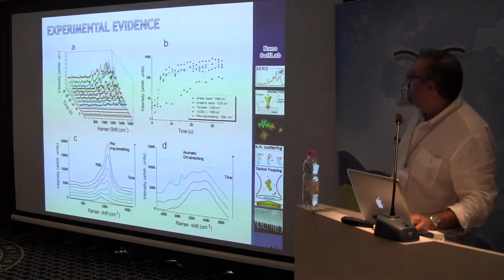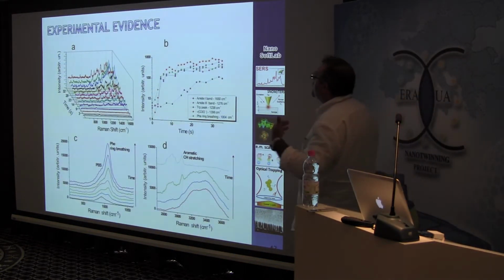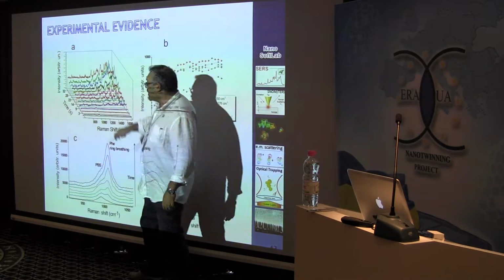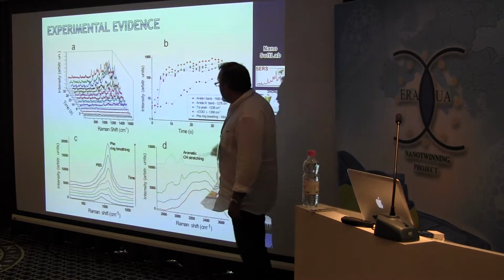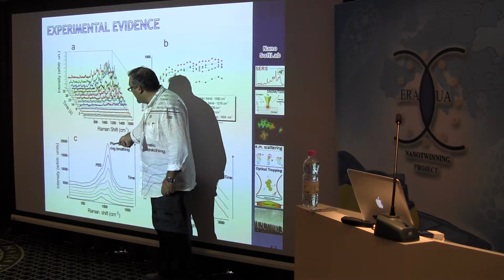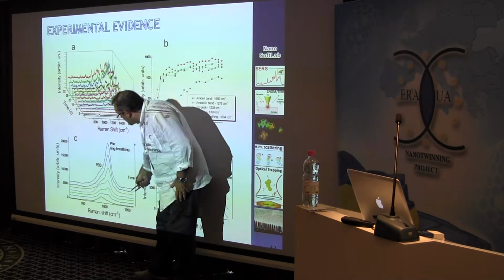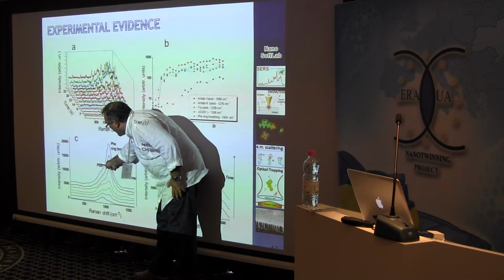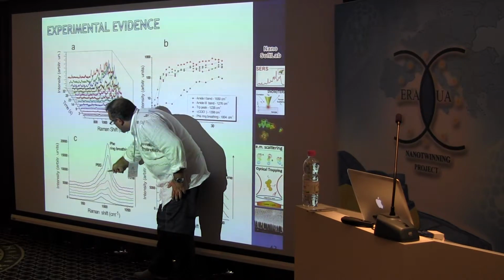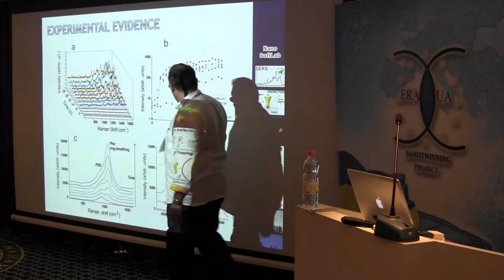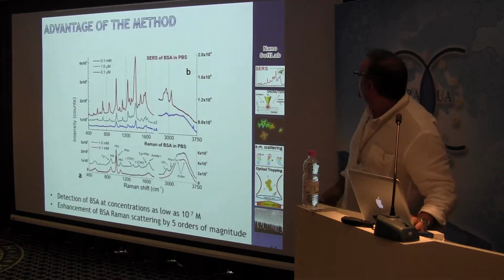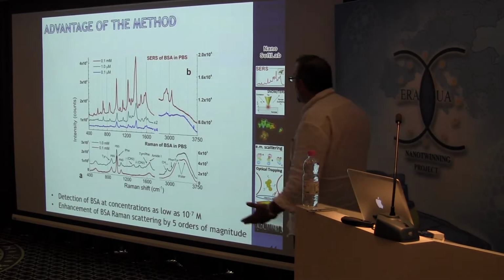What we get is that as a function of time, at the beginning we don't see anything, then we start seeing a stronger and stronger signal. If we focus on the phenylalanine ring of BSA, we see that before we had just the signal of PBS, the buffer, then this peak goes up, up, up, and the same occurs on the CH. So what typically we end up with is the following.